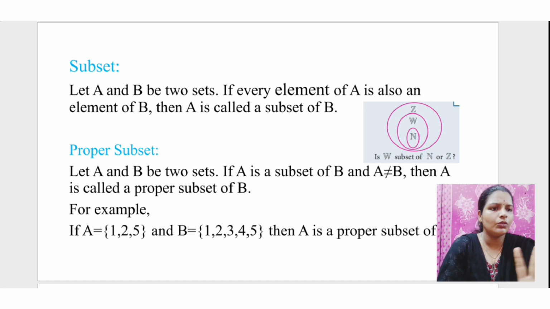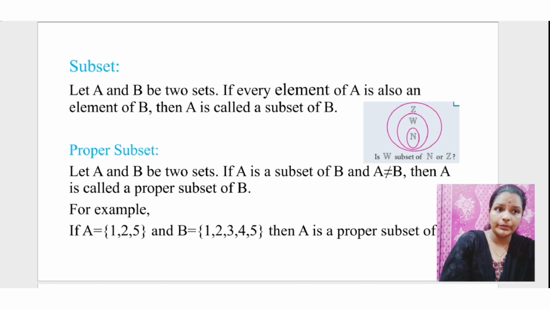But you should know that they are not equal. Since every element of A is also an element of B, A is called a subset of B, but B is not a subset of A. You can clearly understand, only A is called the subset of B.